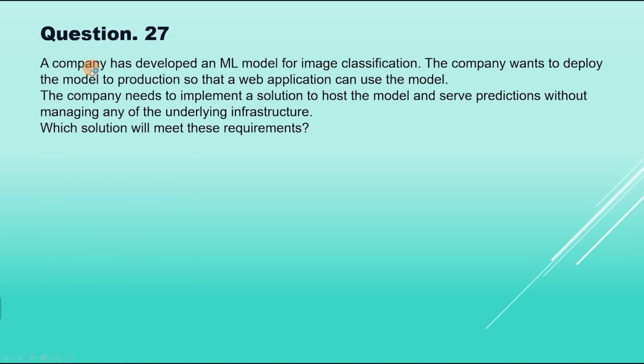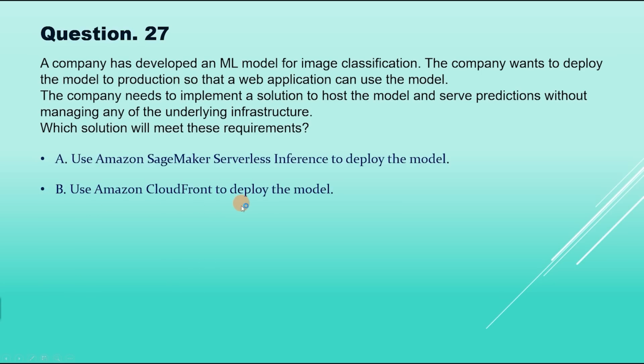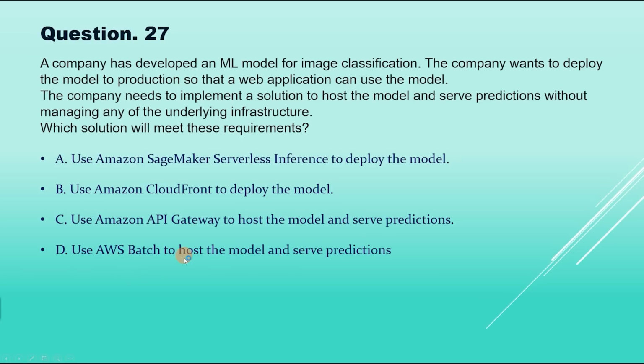Now question number 27. A company has developed an ML model for image classification. The company wants to deploy the model to production so that a web application can use that model. The company needs to implement a solution to host the model and serve predictions without managing any of the underlying infrastructure. Which solution will meet these requirements? And here are the options. Option A, use Amazon SageMaker serverless inference to deploy the model. Option B, use Amazon CloudFront to deploy the model. Option C, use Amazon API Gateway to host the model and serve predictions. Option D, use AWS Batch to host the model and serve predictions. Try to guess the correct answer here.